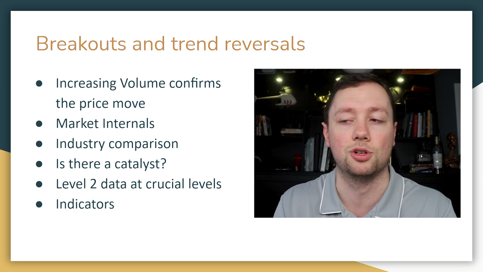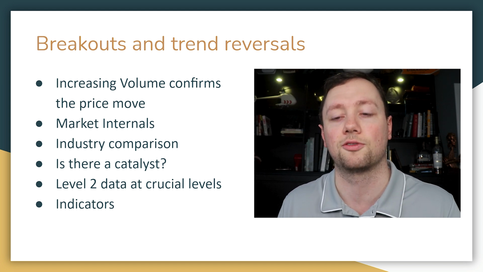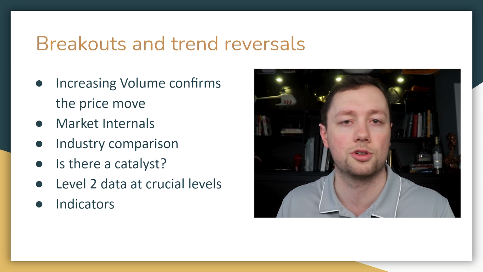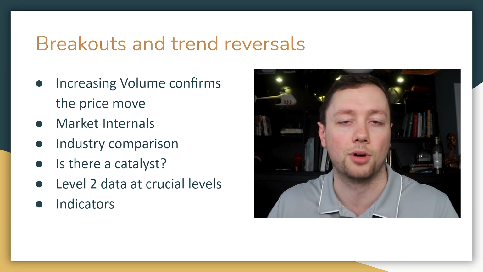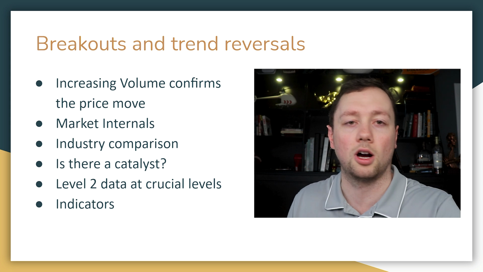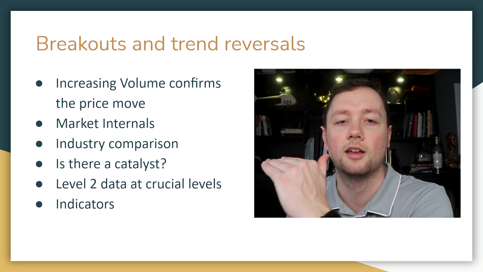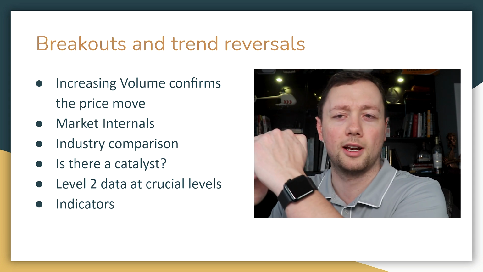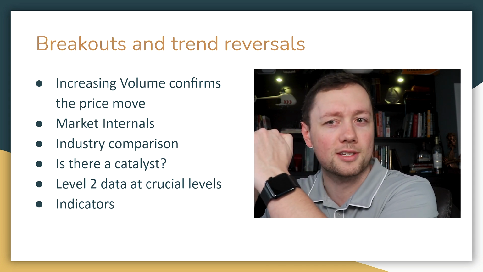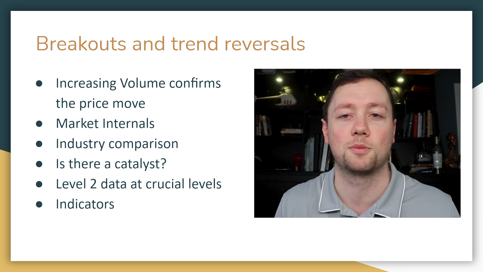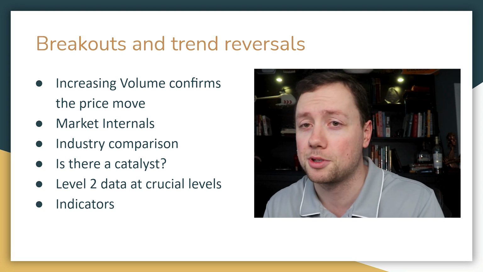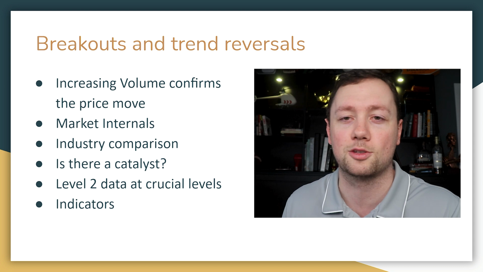Next one is level 2 at crucial levels. So level 2 refers to time and sales of other people's orders. You can see where they stack up on the price, and if you can see that Apple gets to $120 every time and then gets rejected because everybody sells at 120, and then as Apple approaches 120 the next time, there's no orders to sell at 120, that's how you can start to predict the breakout and assume that Apple is just going to crush through 120, and that's when you want to enter the trade.